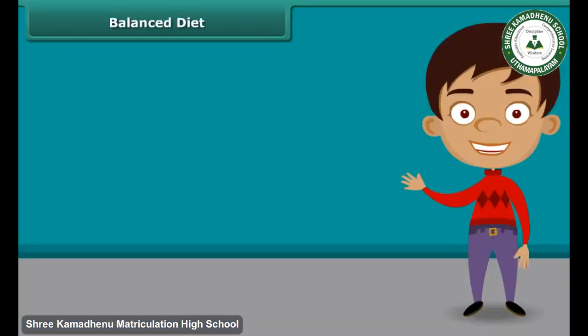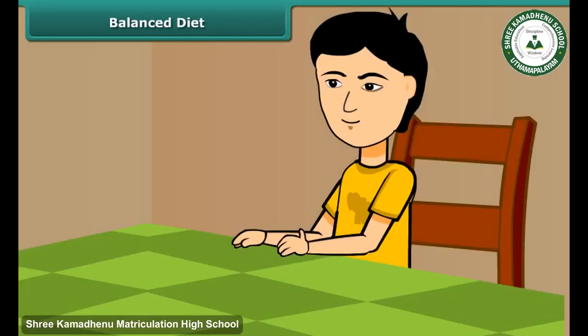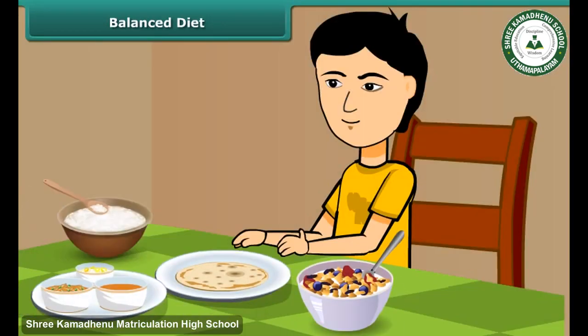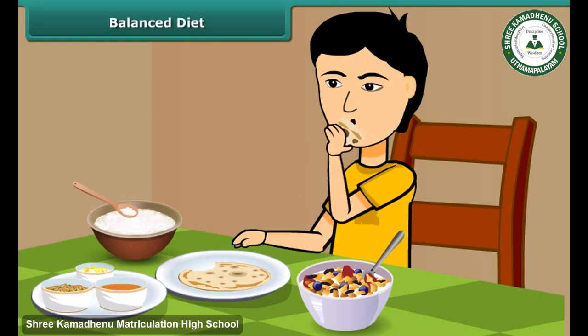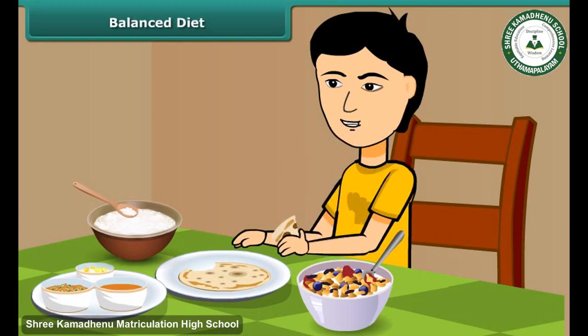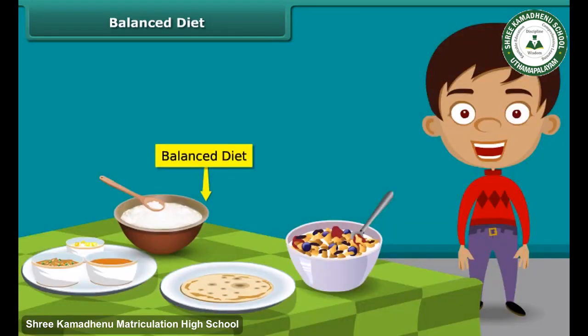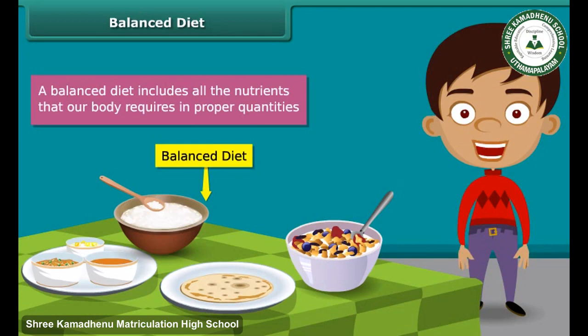As we know that all kinds of foods do not contain all the components. Our meals should have a balance of the different nutrients that our body needs for growing and maintaining good health. Such a diet is called a balanced diet. In other words, we can say that a balanced diet includes all the nutrients that our body requires in proper quantities. So we should accept the fact that having a balanced diet is the best way to live a healthy life.